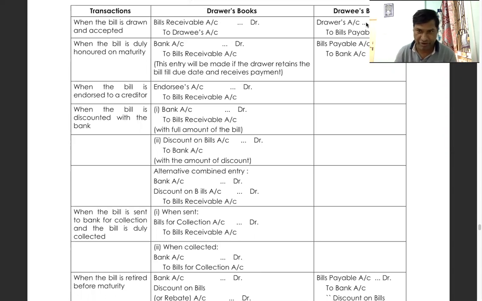Drawee is the debtor, drawer is the creditor. He is the supplier of the materials and he is the receiver of the material.